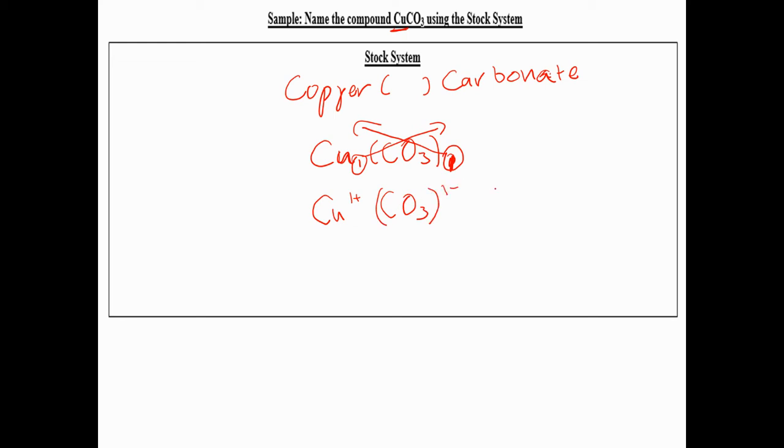Be careful, carbonate is usually 2 minus. So this was reduced. If it was 2 minus and now it's 1 minus, it was divided by 2, so we have to multiply the whole thing by 2. And so that's 2 plus here, and that's 2 minus. So this is copper 2, as opposed to copper 1 carbonate.